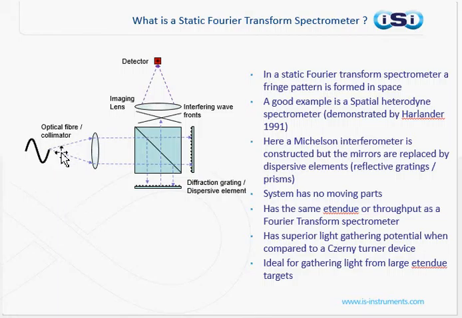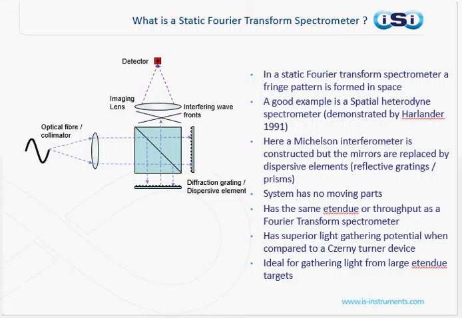Here, light from the target source enters the spectral device, is then split by means of a beam splitter, and passed onto two reflective diffraction gratings shown here. The light then passes back through the beam splitter, interferes, forming the fringe pattern, which is then imaged onto the detector, and the information can then be extracted.